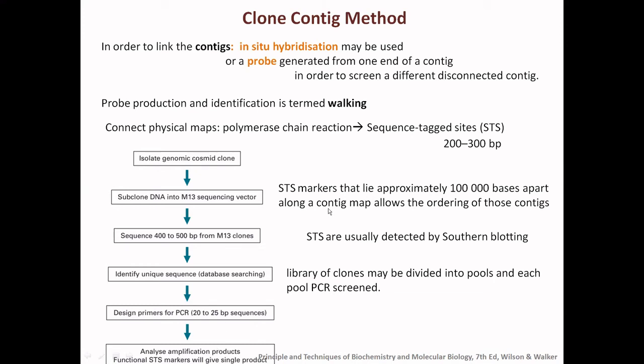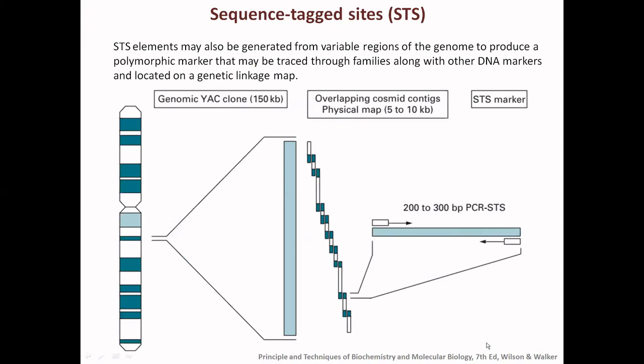STS markers lie approximately 100,000 bases apart. These are molecular markers like RFLP, so that between the two STS we can prepare the different contigs and we sequence the entire area. These are detected by Southern blotting, and the library of clones may be divided into pools, and each pool is screened. An STS element may also be generated from a variable region of the genome to produce a polymorphic marker.